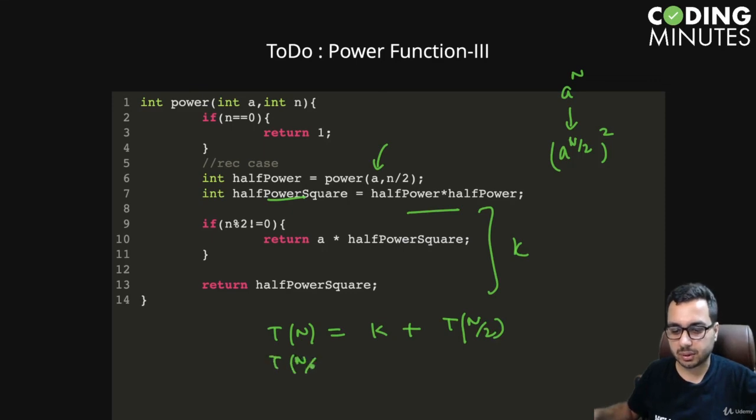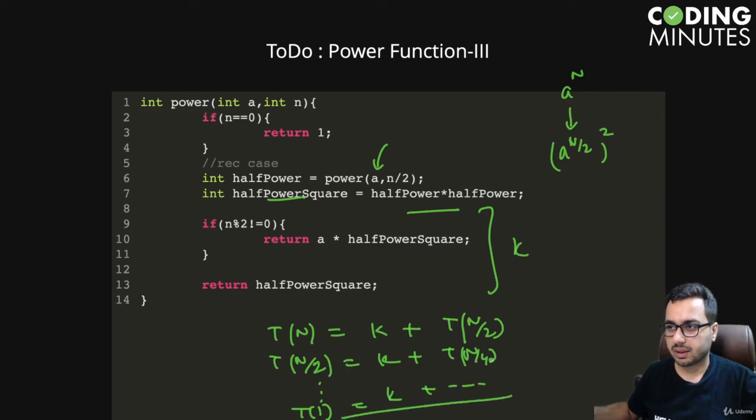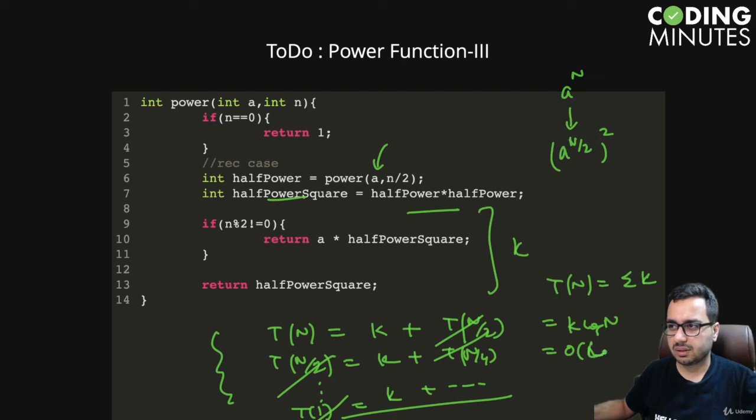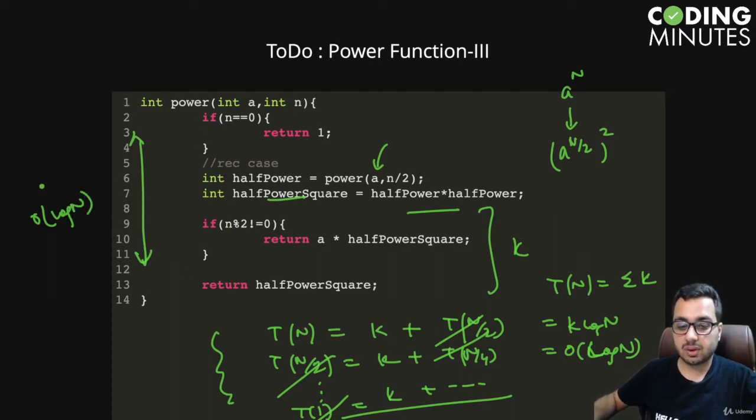Now it is very easy to solve. We can say t of n by 2 is nothing but k plus t of n by 4. This goes on. Finally we have t of 1, then k plus something. Effectively everything will cancel out, and you will get t of n as a summation of k. How many times? Every time you're reducing by a factor of 2, so it would be k into log of n. So it is order of log of n. That means the number of calls that we are making is order of log of n, and the space complexity is also order of log of n because of the depth of the call stack.